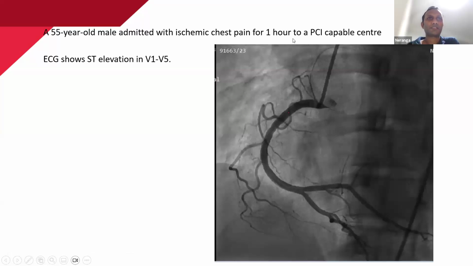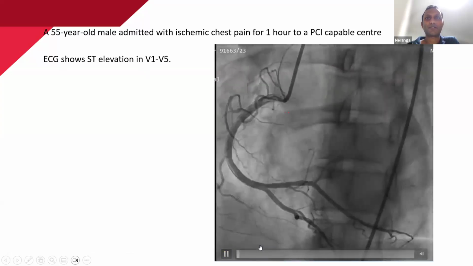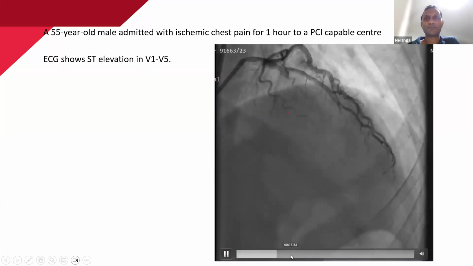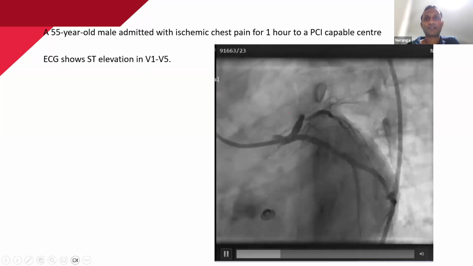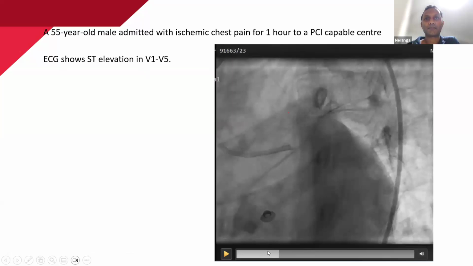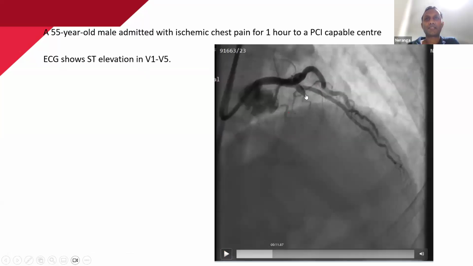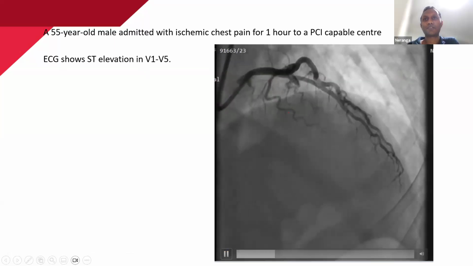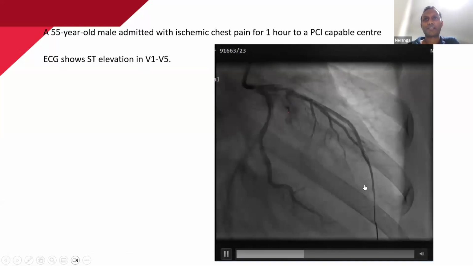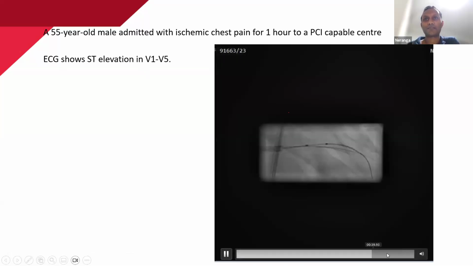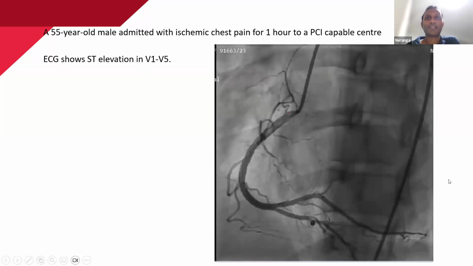Okay, this patient came with ischemic chest pain for 1 hour and ST elevation in V1 to V5. The RCA is normal, I will just skip. You can see the left anterior descending artery has a proximal obstruction, completely gone. So this is an anterior MI. You put a wire and put a stent, and I'll skip that because of time.